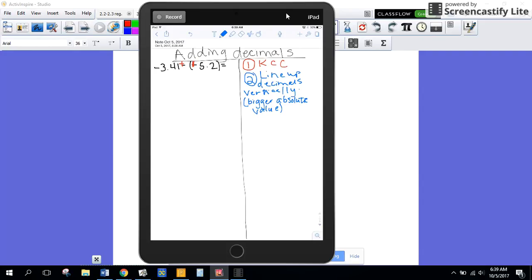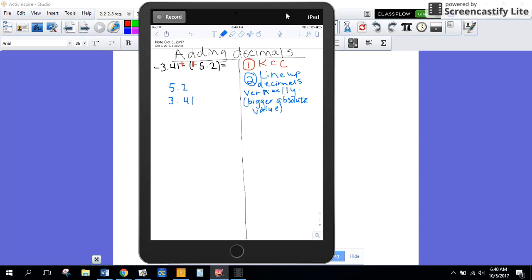Okay, so let's go ahead and do that. So when I look at the positives and negatives, I see that I have 3.41 negative and I have 5.2 positive. So the bigger absolute value there is going to be the positive. So I'm going to write 5.2 on top. And then I've got to line up my decimal points. 3.41 is going to go on the bottom.